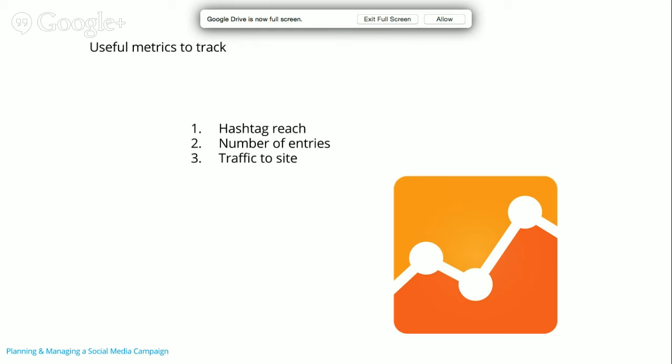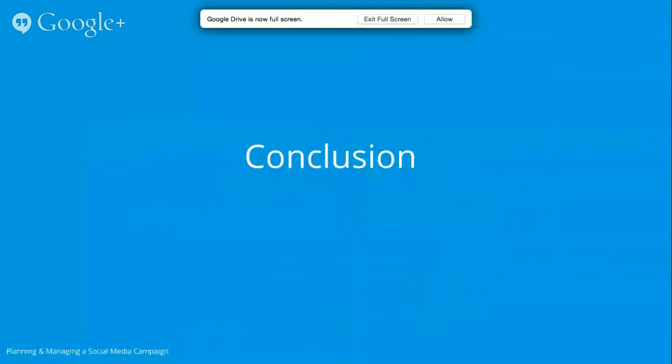The number of entries is, of course, a very simple thing to track. How many people did we actually get to engage? And of course, you can look at your Google Analytics to see the different levels of traffic that you're getting to the site. And hopefully, if you're running an activity, what we saw was a number of spikes across the activity as we pushed the campaign further and further. So we were definitely driving more traffic and awareness to our sites.